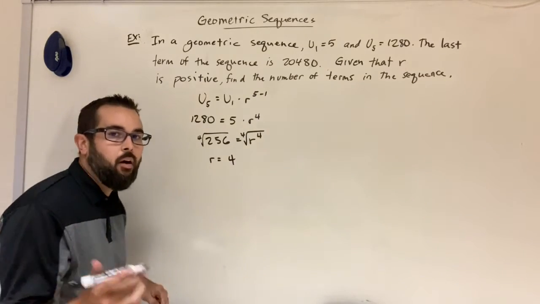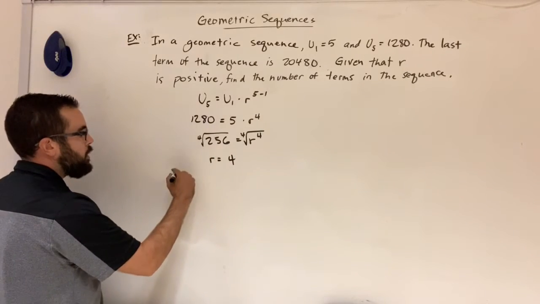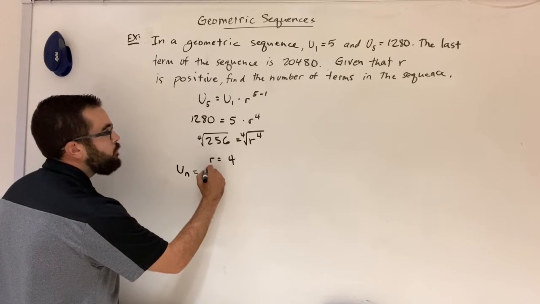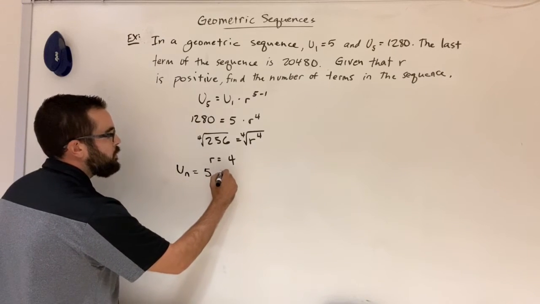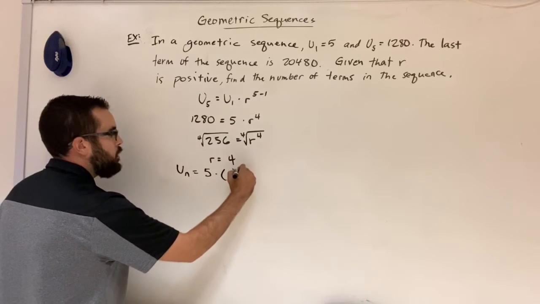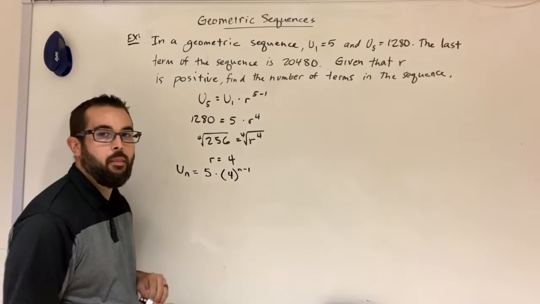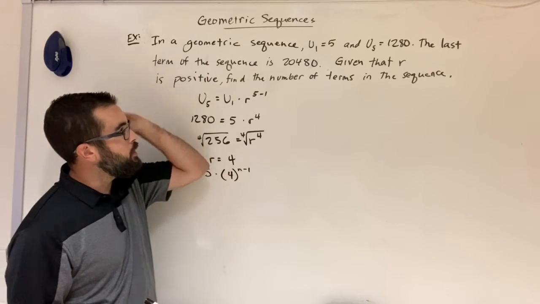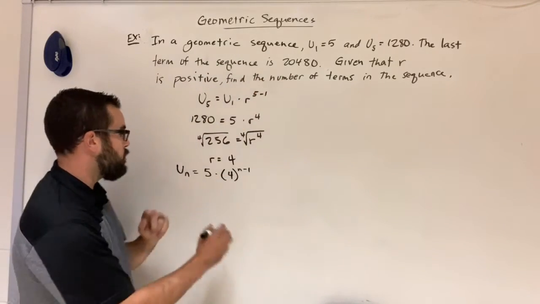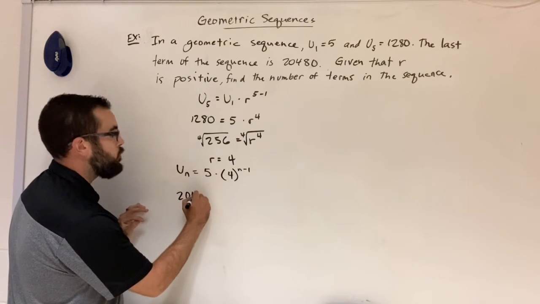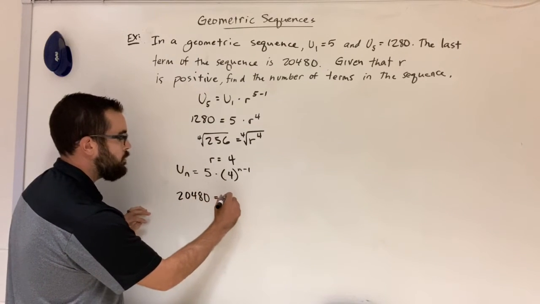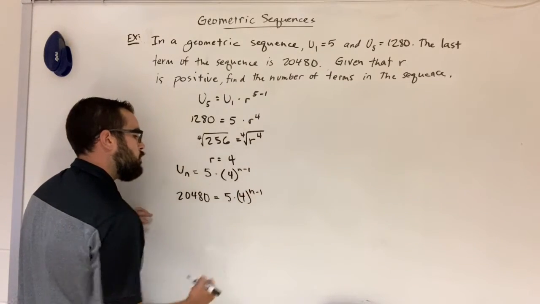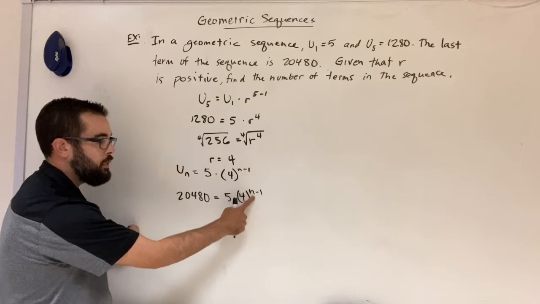Okay, so now we go back and say, okay, so U sub n is equal to the first term, 5, times the common ratio 4 to the n minus 1 power. So what is unknown in this problem? Well, n is unknown. The n is unknown for this term right here. So we know that 20,480 is equal to 5 times 4 to the n minus 1. We don't know what that n is.